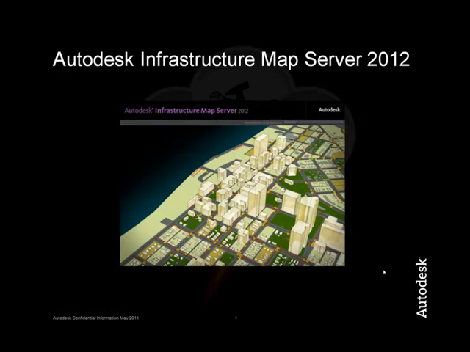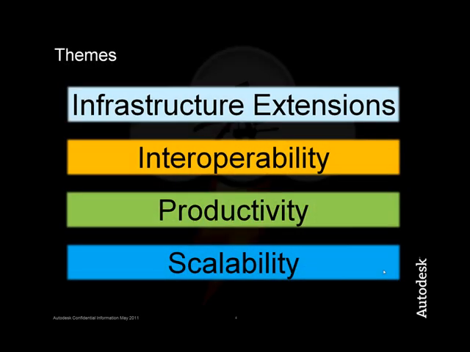In this session, we will introduce Autodesk Infrastructure Map Server. Autodesk Infrastructure Map Server software is a web-based mapping software that helps AEC professionals publish and share CAD, GIS, and other infrastructure asset information quickly and cost-effectively via the Internet. Here are the themes we are going to talk about today: infrastructure extensions, interoperability, productivity, and scalability.